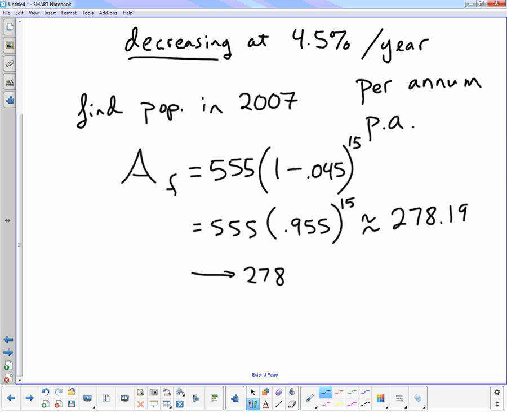Now, it depends upon how the question is worded. If it is as specific as saying the beginning of 2007, and at the beginning of 1992 it had 555, find out how many were left at the end of 2007, then you're talking about a full year. But if they're an extra year, because you go January to January to January and then to December, so that's another year, okay?